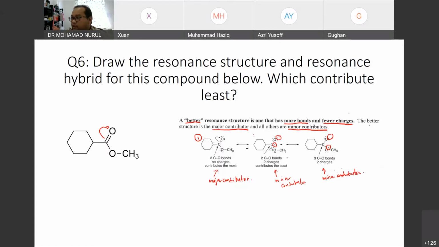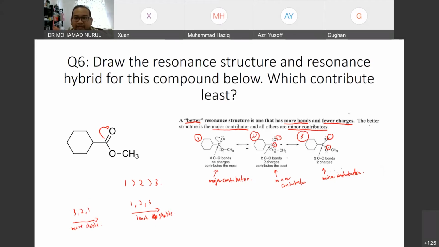If we draw 1, 2, 3, and we have to arrange from more stable to less stable, you can do this 1, 2, 3, or 1, 3, 2, with 1 being more stable.